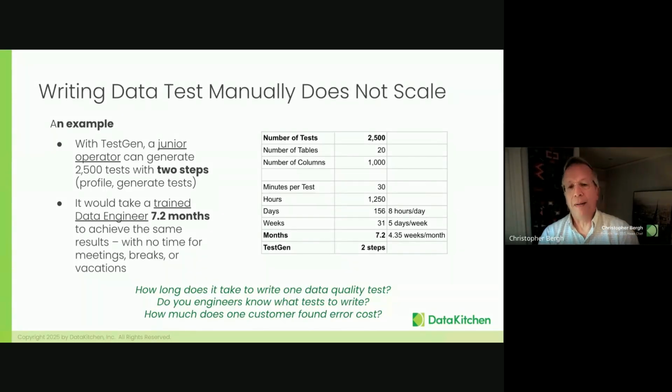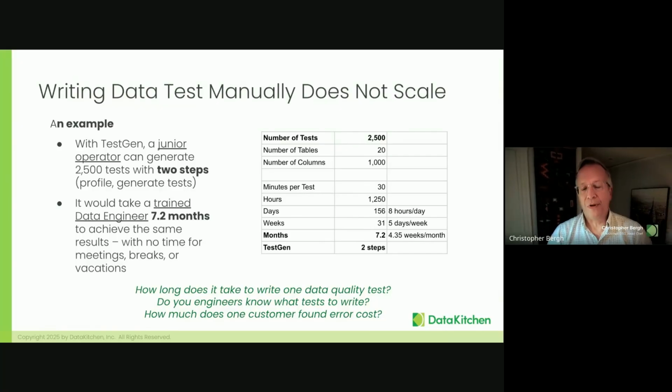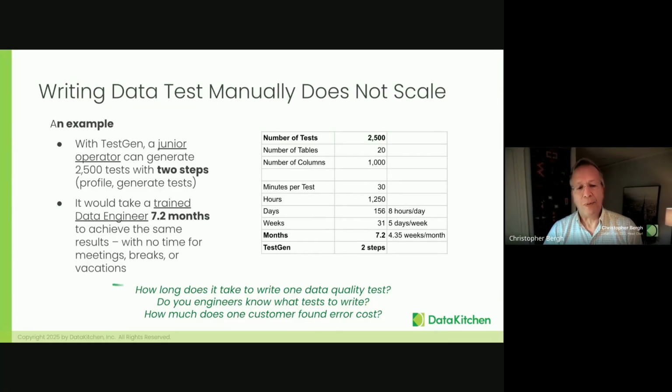And also, it tries to get you a whole bunch, 80% of the way there in writing all your tests. So think about it this way. How long does it take to write tests for you? Do your engineers know what tests to write? How much is one customer finding one error going to cost you and your teams in time?